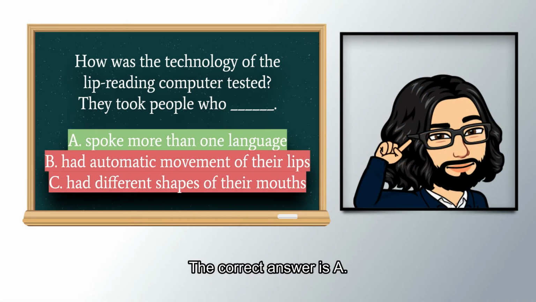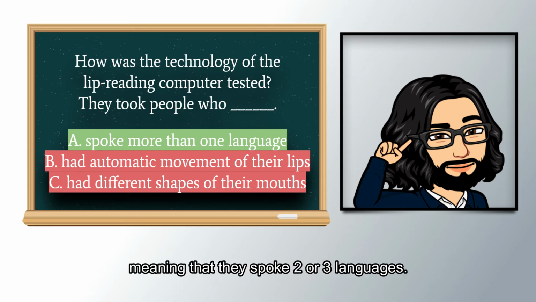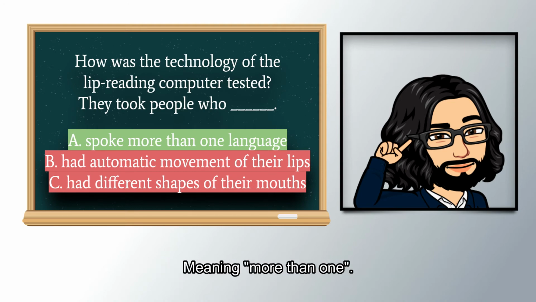The correct answer is A. Spoke more than one language. In the text, it is mentioned that they used people who were bilingual or trilingual, meaning that they spoke 2 or 3 languages, meaning more than one.